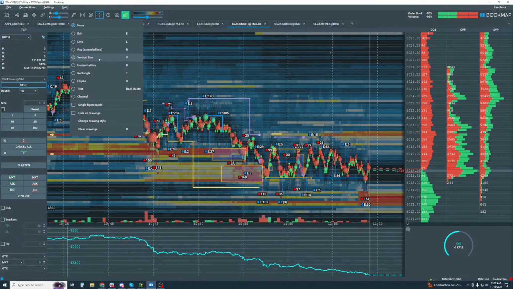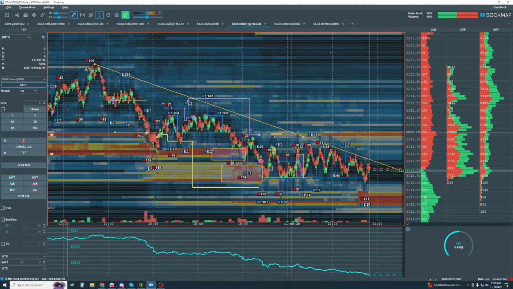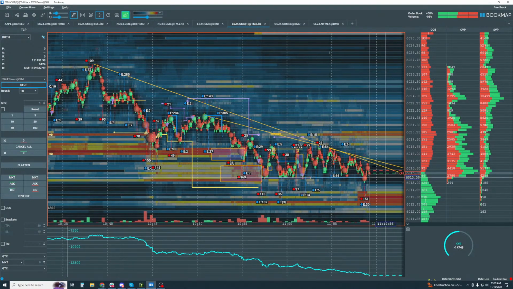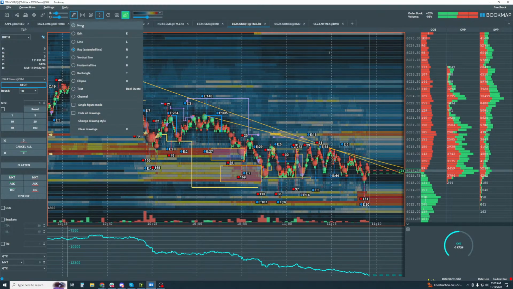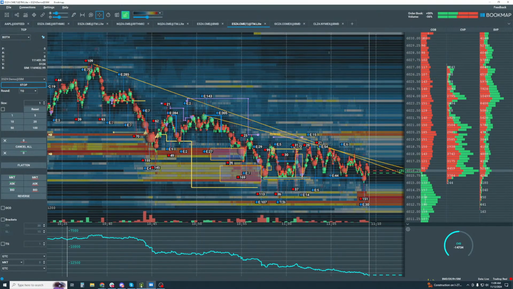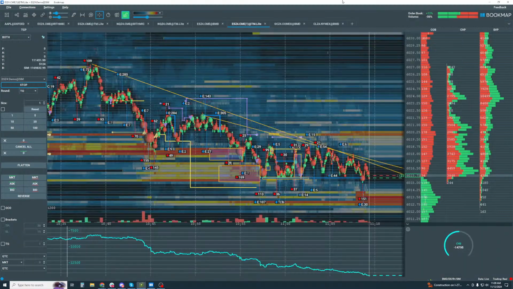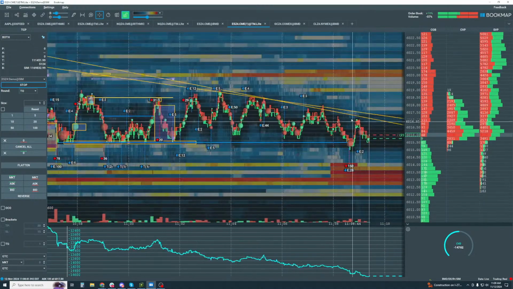So now we're going to look for some pullbacks though here, because we'll just put some structural areas in here. We're going to look for some pullbacks, and here's why. All of these wicks in here, price went all the way back up, then back down, all the way back up, then back down. So we got a bit of a pullback here.